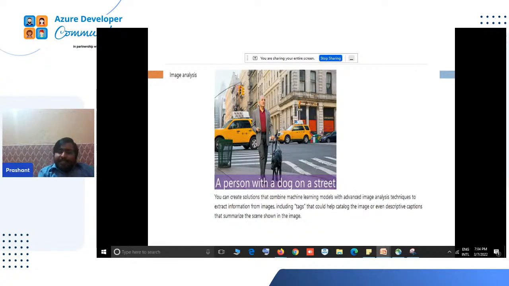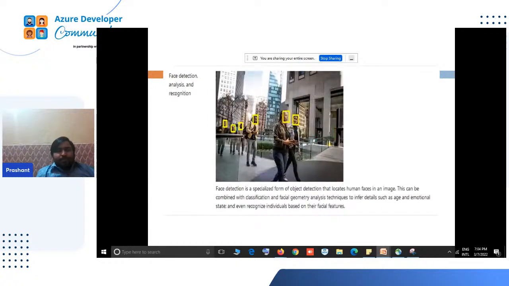Next up is image analysis. Image analysis is something which we humans do. For example, if we saw this image, we would say that there is a person with a dog on the street. This is something that an AI system can do, where it can leverage machine learning models with image analysis techniques to extract information. Like I told earlier, with the example of the tagging feature on certain social media platforms, that could be one example, though that applies to image classification also.